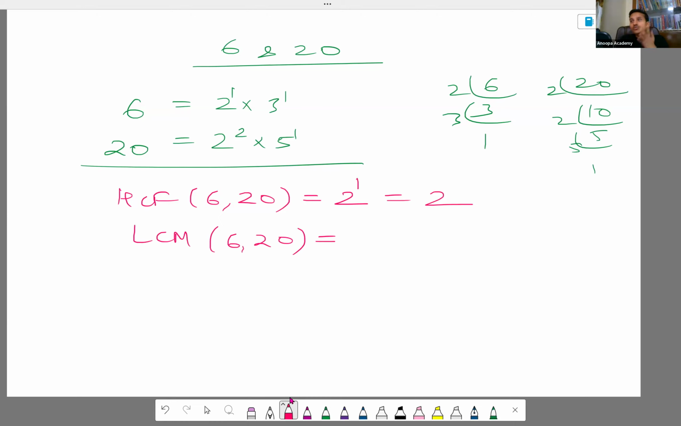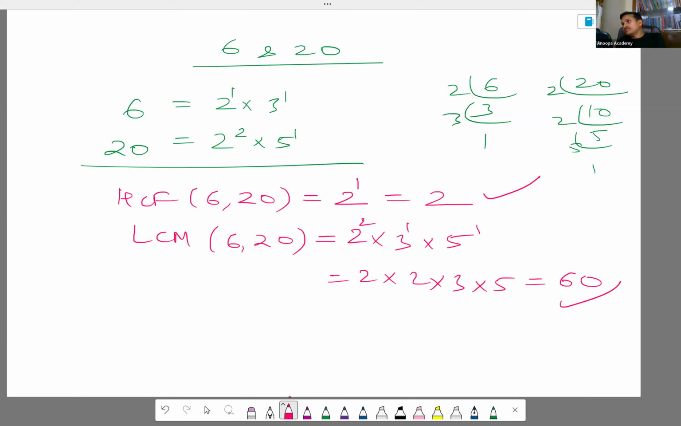To find the LCM, what do we do? We don't take only the common. Every prime factor you write: 2, 3, 5, and put the greatest power: 2, 1, 1. So 2 to the power 2 means 2 into 2, then 3, then 5. If you multiply, 2 fours are 4, 4 threes are 12, 12 fives are 60, the answer is 60. So HCF is 2, LCM is 60.